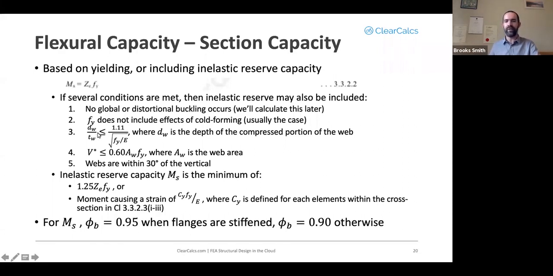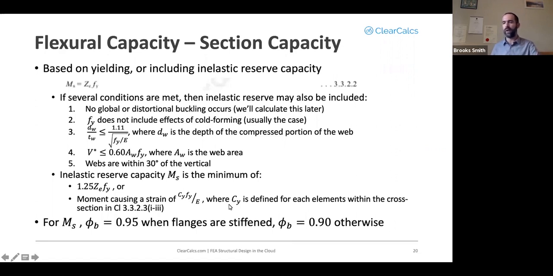There's a limit to the slenderness of the web. So dW divided by TW, the depth divided by the thickness of the web has to be less than this ratio. Your shear has to be less than the yield shear. And your web has to be close to vertical, within 30 degrees of vertical. If all of those conditions are met, then you can take your section capacity to be the minimum of either a 25% increase of what you calculated before, or the moment which causes a strain equal to Cy times Fy divided by E.